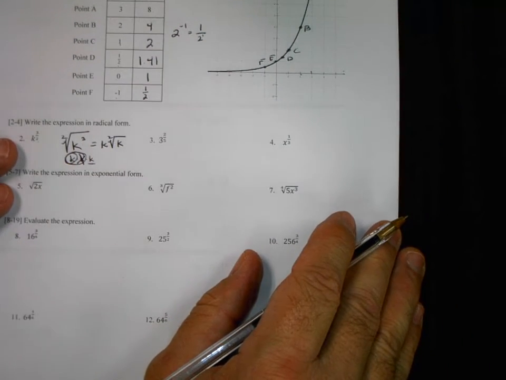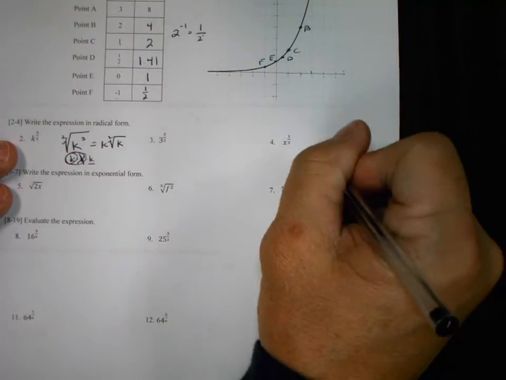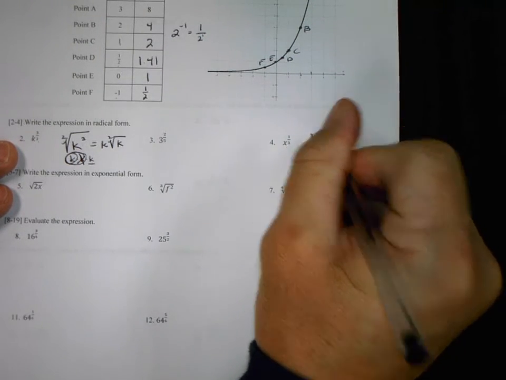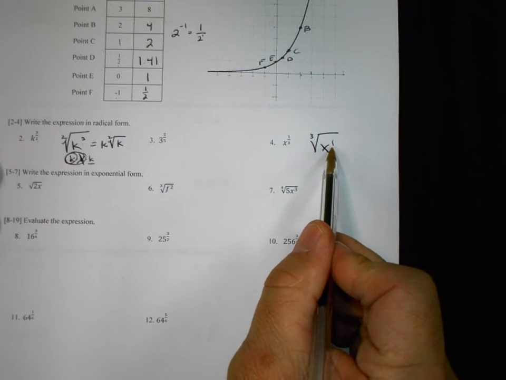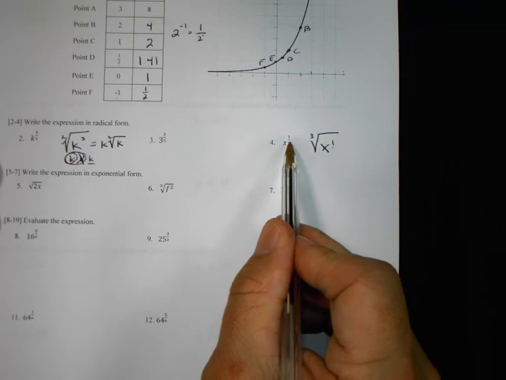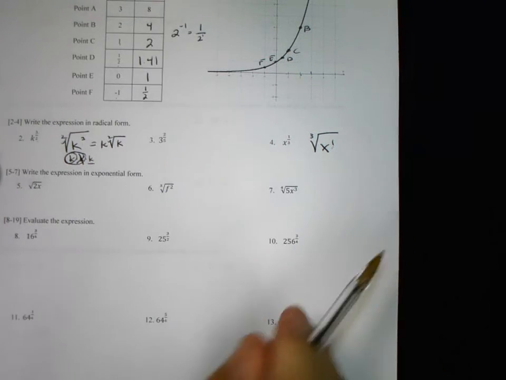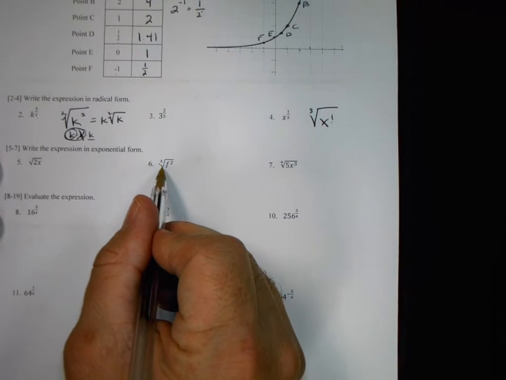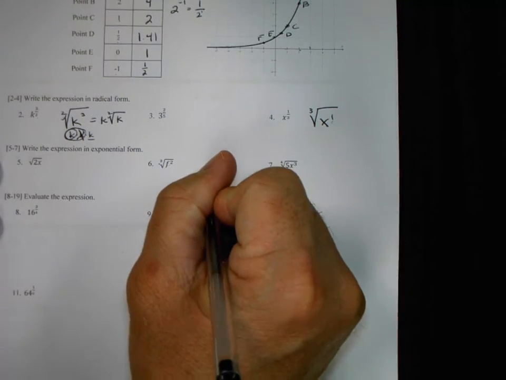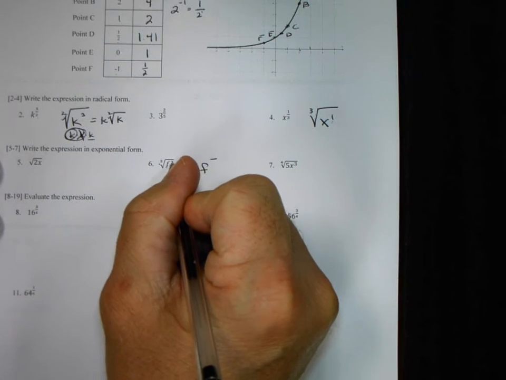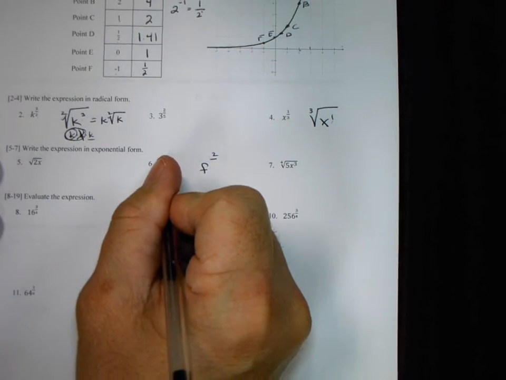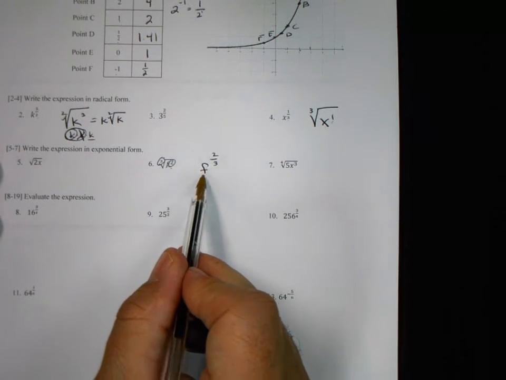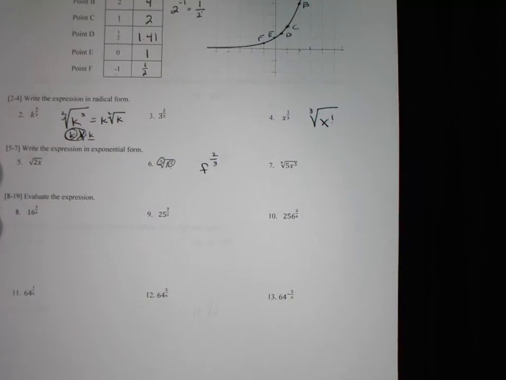All right. Number 4 is an easy one. I take the letter x to the first power, and it's the third root of x to the first. The numerator is the exponent, the denominator is the root. All right, let's take a look at number 6. We have the third root of f to the second. I write the letter. The exponent is the numerator. The root is the denominator. So the third root of f squared becomes f to the 2/3 power.